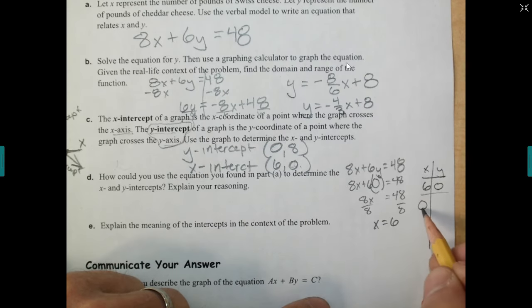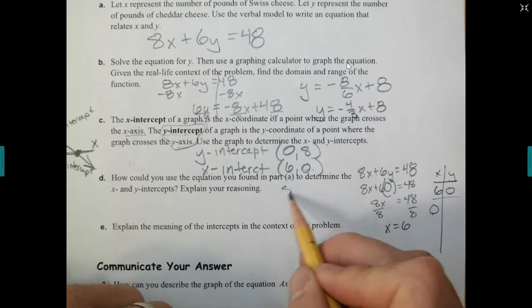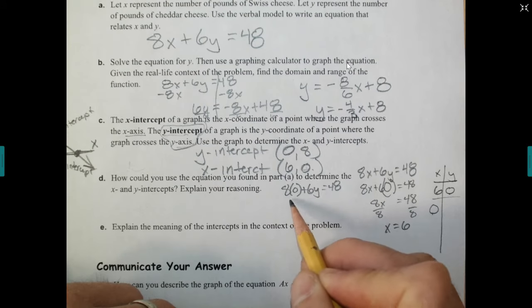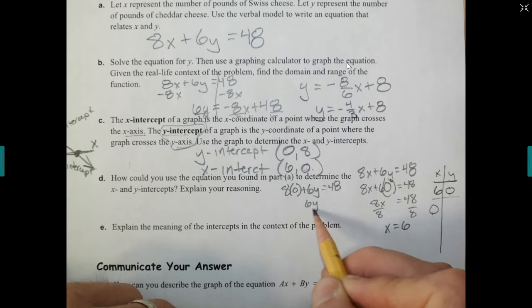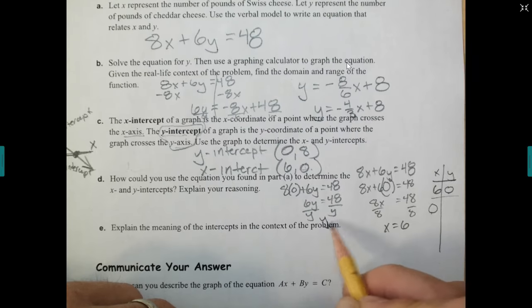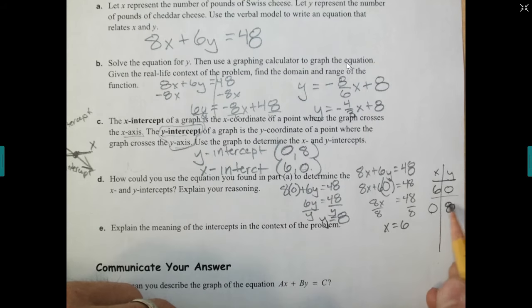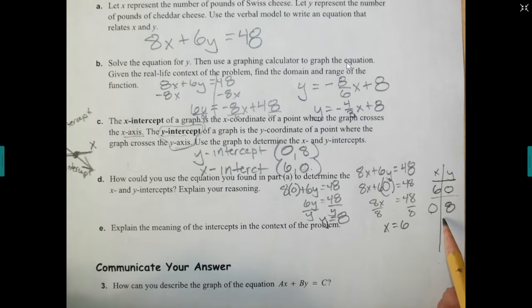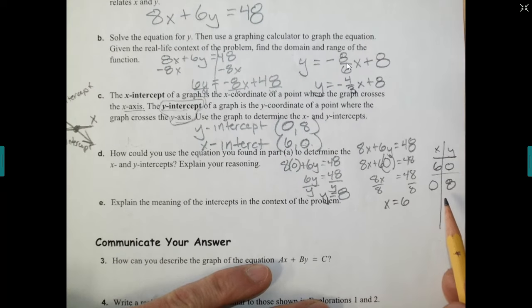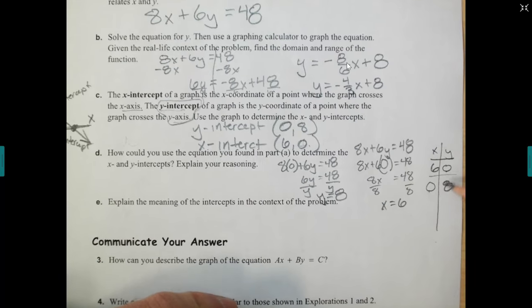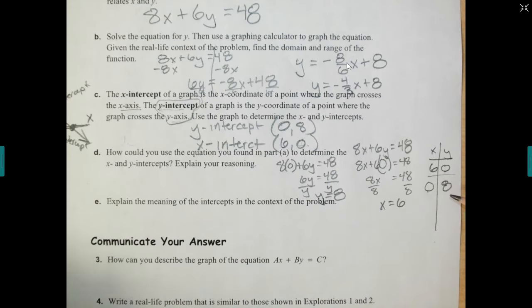Likewise, if I turn my x value into 0, I have 8 times 0 plus 6y equals 48. So that's 0. So I have 6y equals 48. So I have y equals 8. Hey, look, 0, 8, 0, 8. That's my y-intercept. So if you want to just find your x and y intercepts without using the Desmos calculator, there it is right there. You just plug in 0 for y. That'll give you your x-intercept. Plug 0 in for x, and that'll give you your y-intercept.